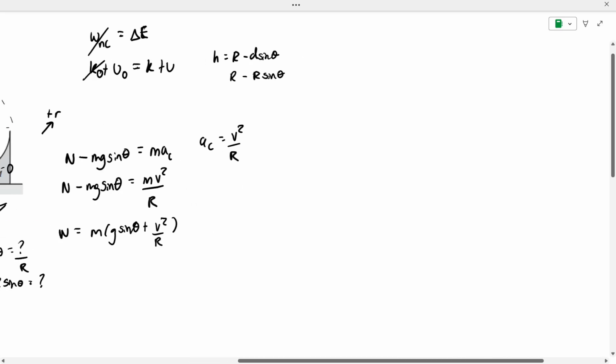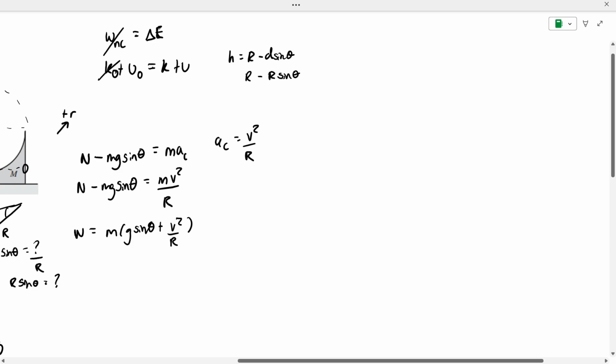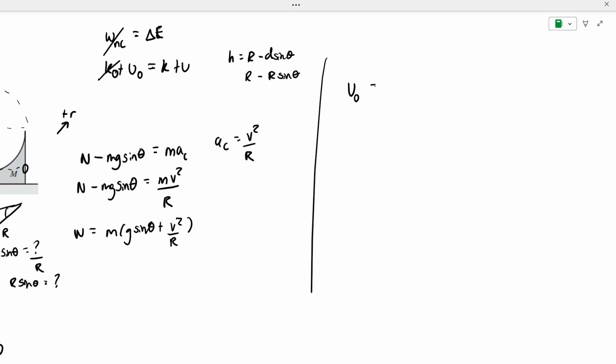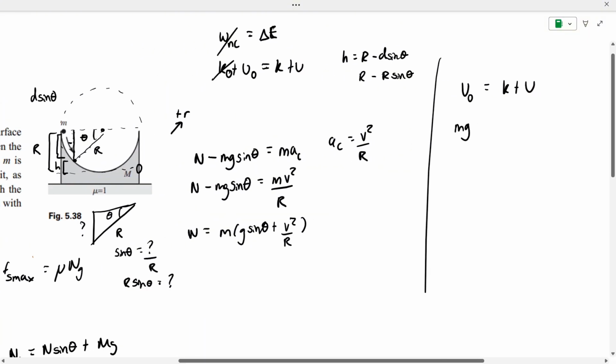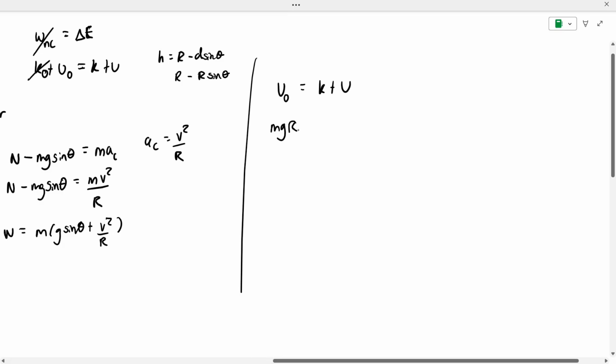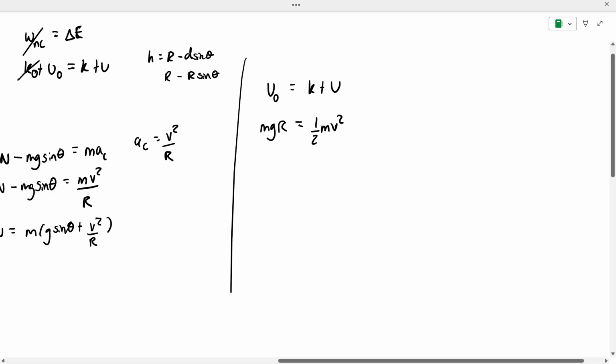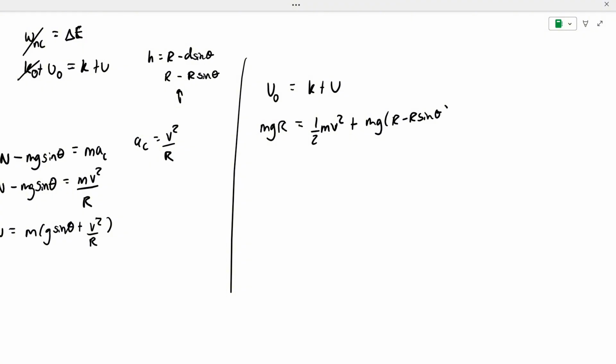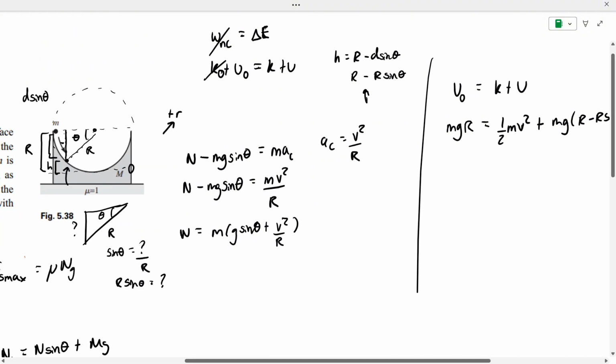Alright, and then let's move over here because we got the visual out of the way. We have that u0 is equal to k plus u. So u0, as we said, is going to be mg, the height initially is going to be r, equal to 1/2 mv squared, the velocity when it has gone through that angle theta, plus, and then we just got this out, mg times h, r minus r sine theta, the final h, which is the one at this position. The initial one was, remember, when it was up here.